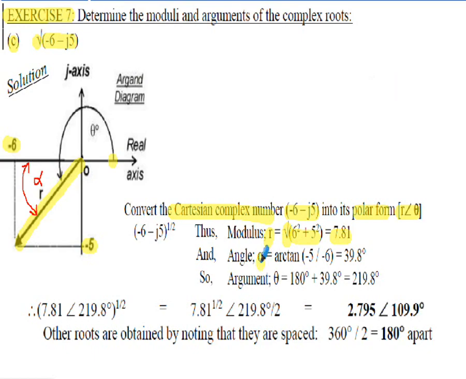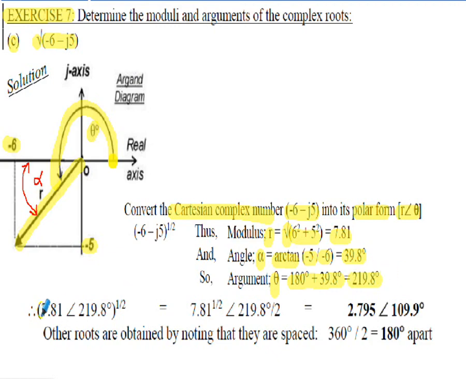So in this case, angle alpha is found by using the tan to the minus 1 of the opposite side of our triangle, it's negative 5 in this case, divided by the adjacent side, negative 6. So that gives an angle of 39.8 degrees. Now we always measure angle theta in an anti-clockwise direction from the real axis. So angle theta will be this angle shown on our diagram. So the argument theta in this case is 180 degrees plus the 39.8 degrees, so 219.8 degrees.